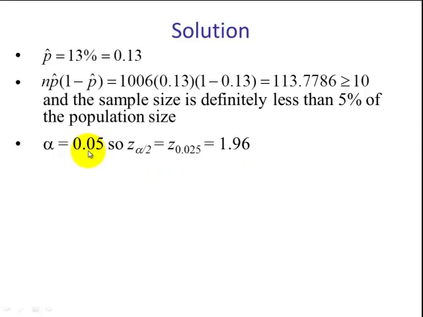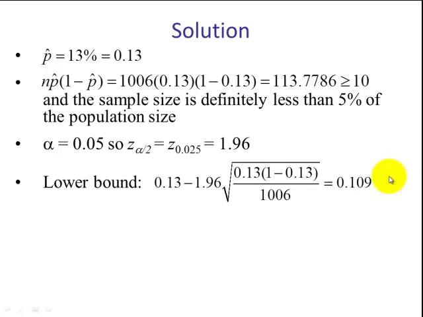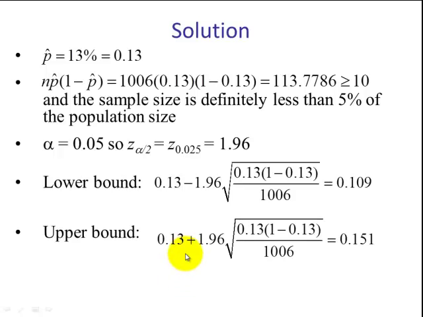Our alpha level is 0.05 because we're doing a 95% confidence interval. So our critical value of z is 1.96. The lower bound is our p hat minus our critical value of z times the standard deviation, which gives us 0.109 rounded to 3 decimal places. Our upper bound is our p hat plus our critical value of z times the standard deviation, which gives us 0.151 rounded to 3 decimal places.